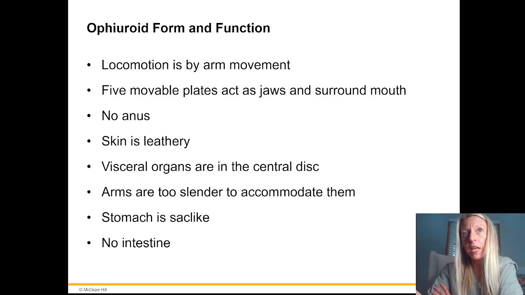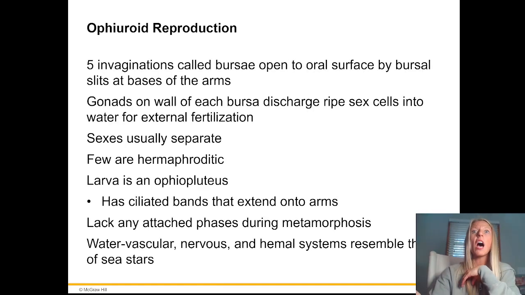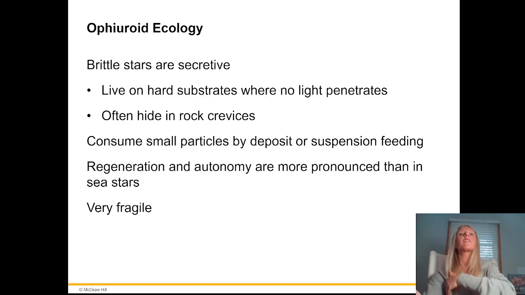They move by arm movement. They have movable plates around the jaws and mouth. No anus. All their visceral organs are in their central disc, and they only have a stomach, like a sac-like stomach, no intestine. So some are hermaphroditic for these guys. Sexes are usually separate. They do have a larva. They do go through metamorphosis, and their water vascular, nervous, and hemal systems are like sea stars. They are kind of secretive. They don't like to live in light, so they hide in rock crevices, and they're very, very fragile. And they can regenerate, but super fragile.